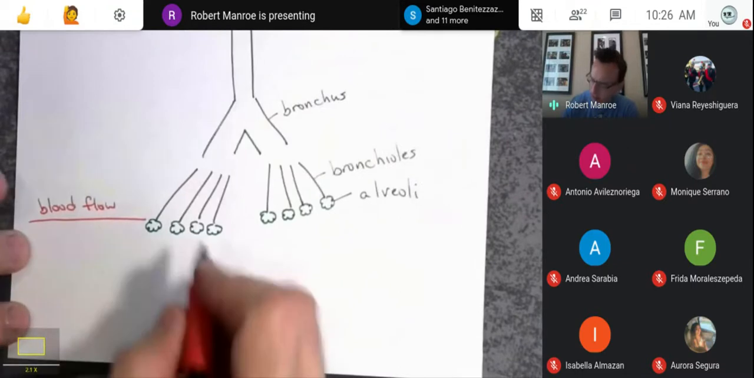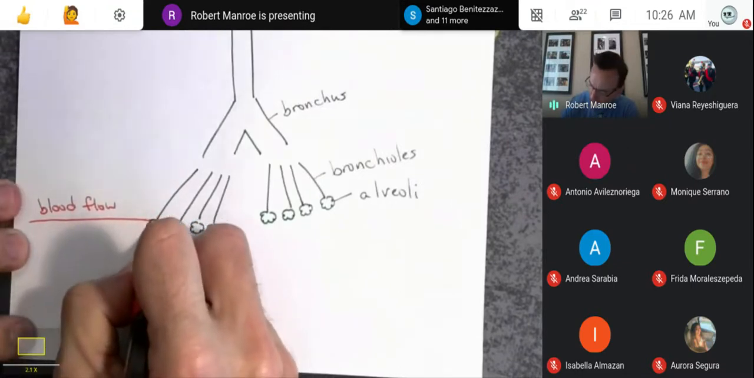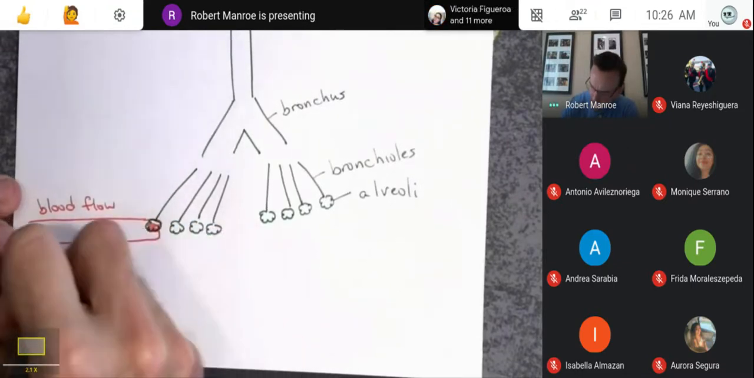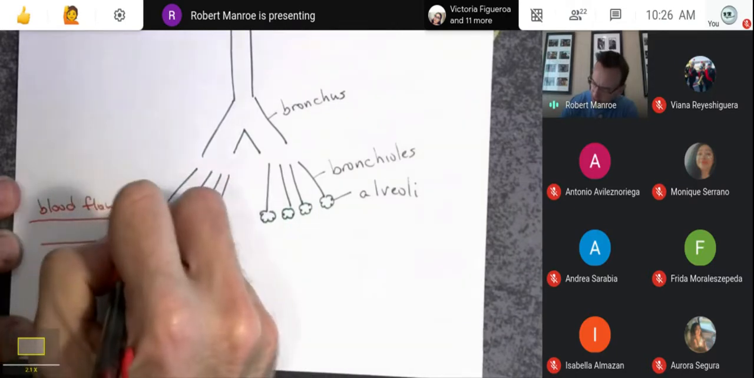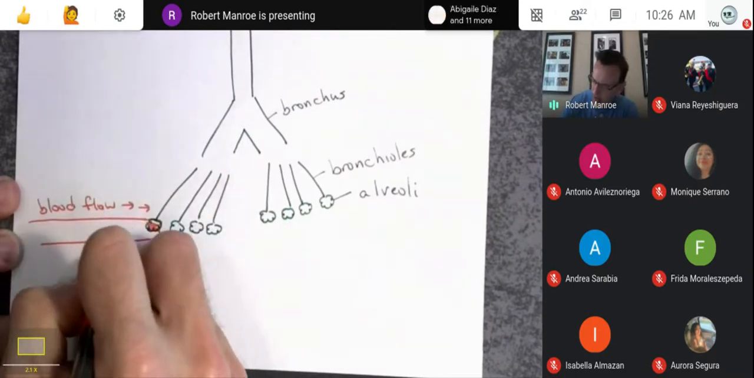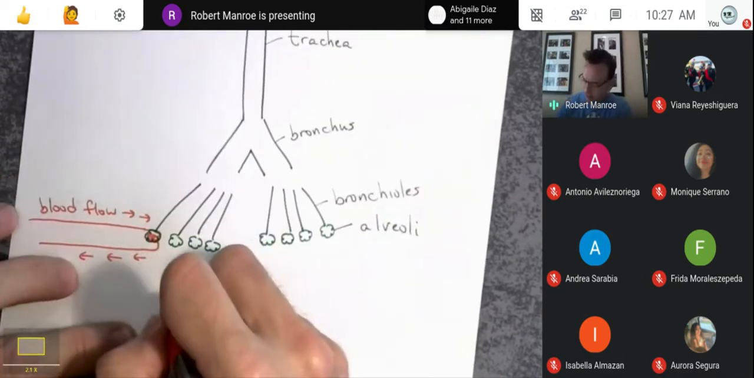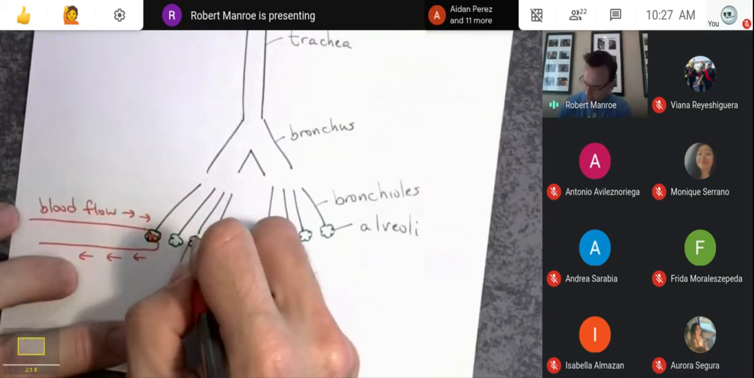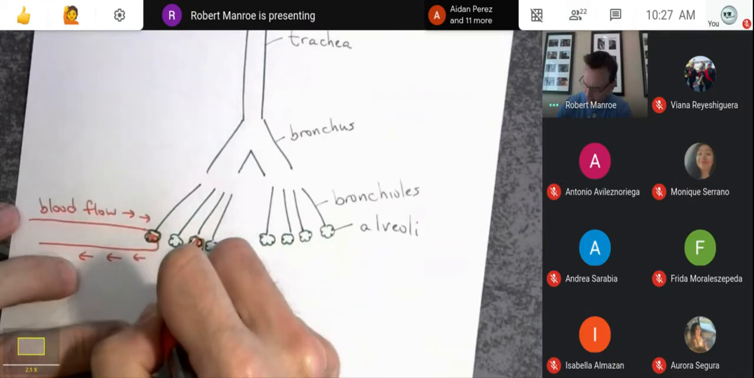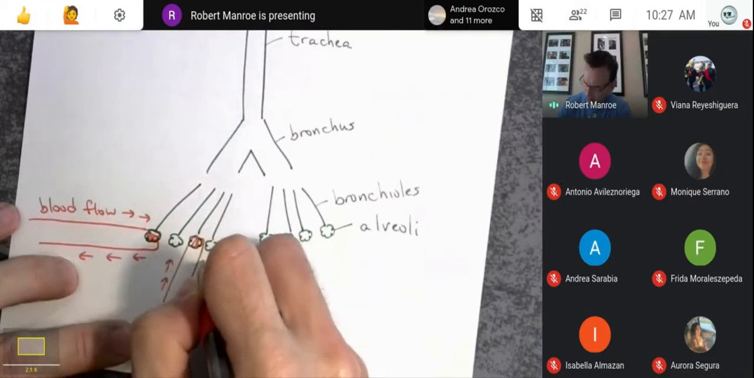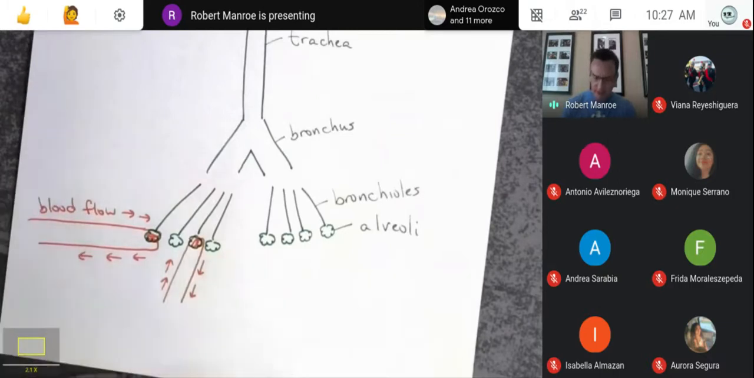And the blood vessel then wraps around the alveoli and then comes back out. So the blood flow comes into the alveoli, gas exchange occurs, and then you get blood flow back out. So the blood flow comes in, circles around, and then back out. Blood flow in, gas exchange, blood flow back out.